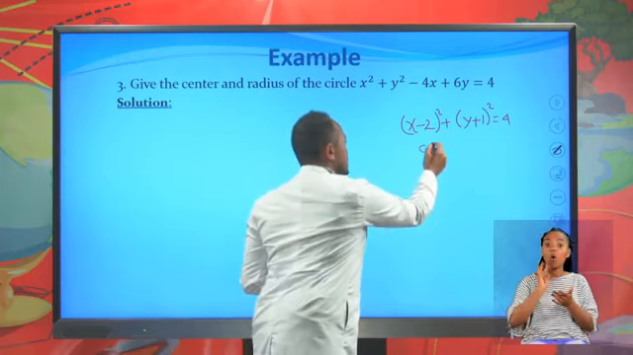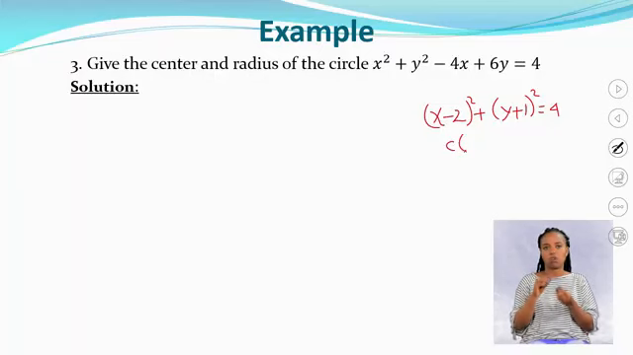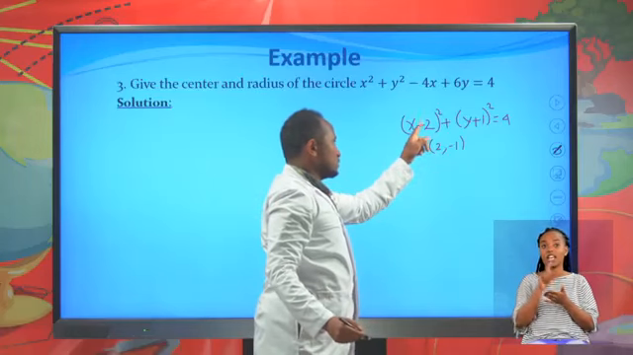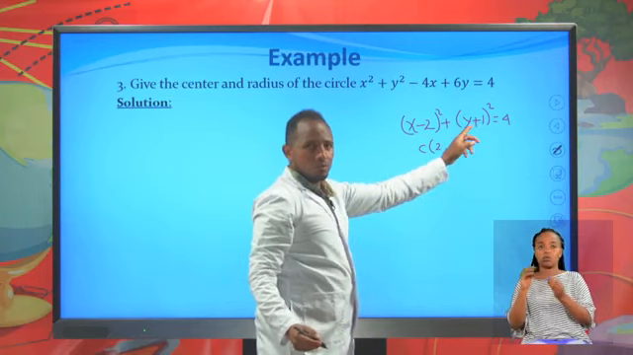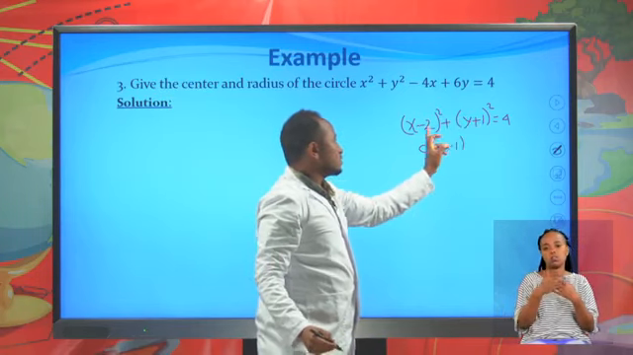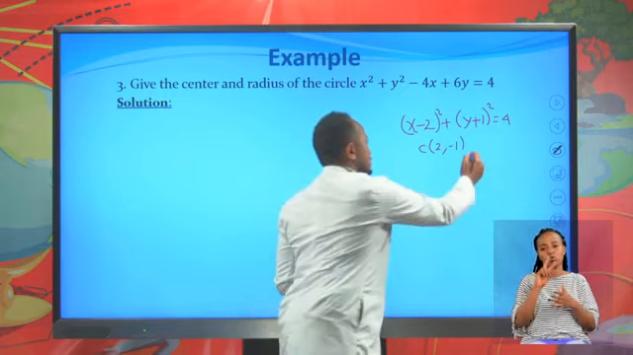The center will be the opposite of these values. The center is (2, negative 1), because when you write the equation, it is x minus 2, and y minus negative 1 becomes y plus 1. So you can simply take the opposite of the coordinates here. Therefore, it is (2, negative 1).